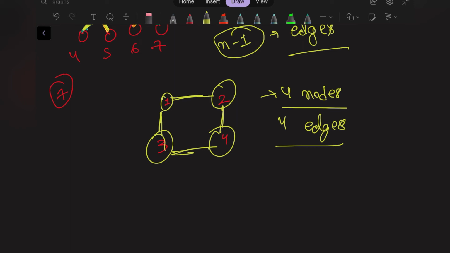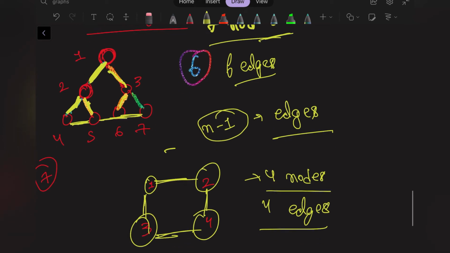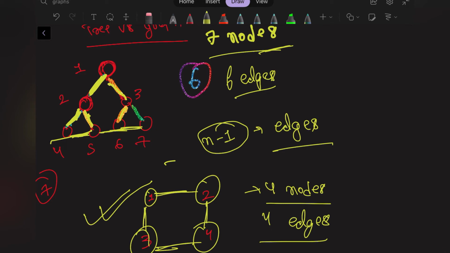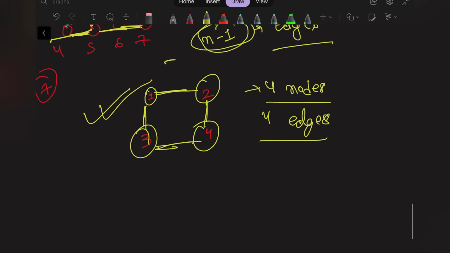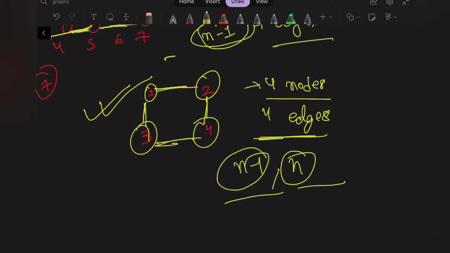So a graph can contain a cycle, but a tree cannot contain a cycle. Cycle means this: if you connect this or this, then it is a cycle. So the primary difference is that there is no cycle in a tree, while there may or may not be a cycle in a graph. A tree has n minus 1 edges, but a graph can have n minus 1 and also many more edges. So this is the main difference between a tree and a graph.